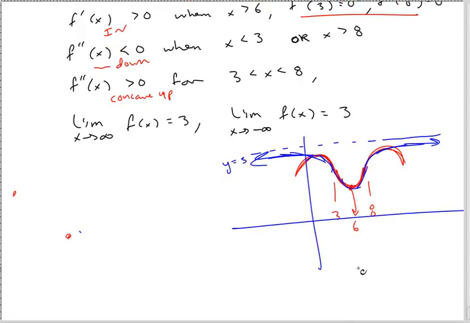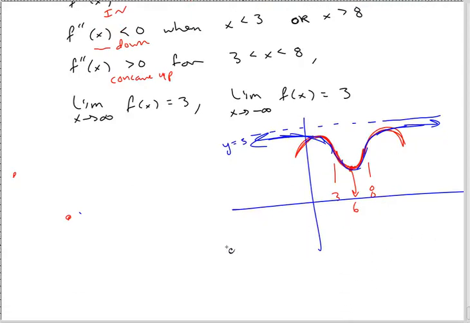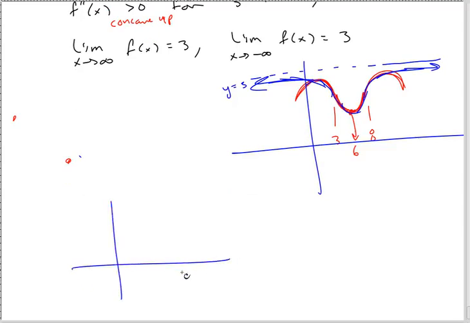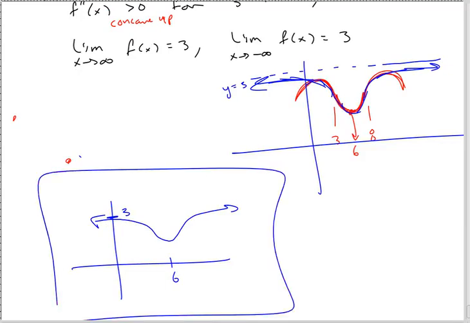This is your graph. Let me draw it more nicely here. At 6, you have a dip, and then it comes back up. And this is at 3. And there you go. Pick this one. It's multiple choice. Pick something easy. Process of elimination.